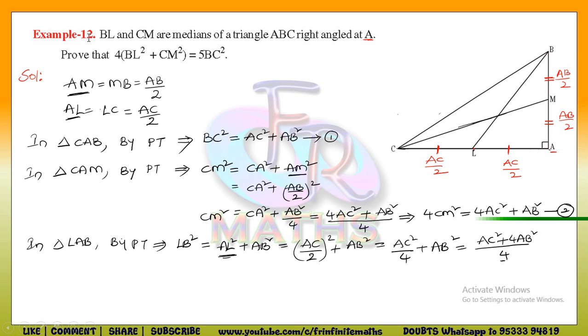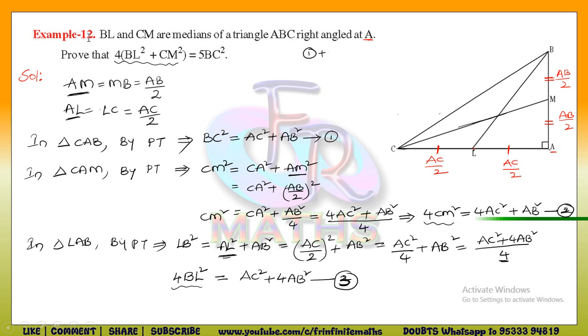Now finally if I transpose this 4 to the left hand side, this becomes 4 times of LB square, or BL square, both are same. So 4 times of BL square is equal to AC square plus 4 times of AB square. Now let this be equation number 3. Now if you observe here, what did he ask you to prove? 4 times of BL square plus 4 times of CM square. So already we have 4 times of CM square here and 4 times of BL square here. That means equation 2 and 3 I need to add, right? So what I need to do?